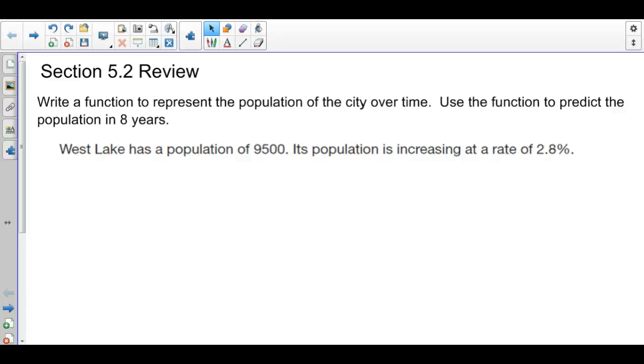Hi, this is the Section 5.2 review. What I'm going to do is go over a couple of exponential growth and decay equations, writing the equations, evaluating them, and using the intersection feature on the graphing calculator.